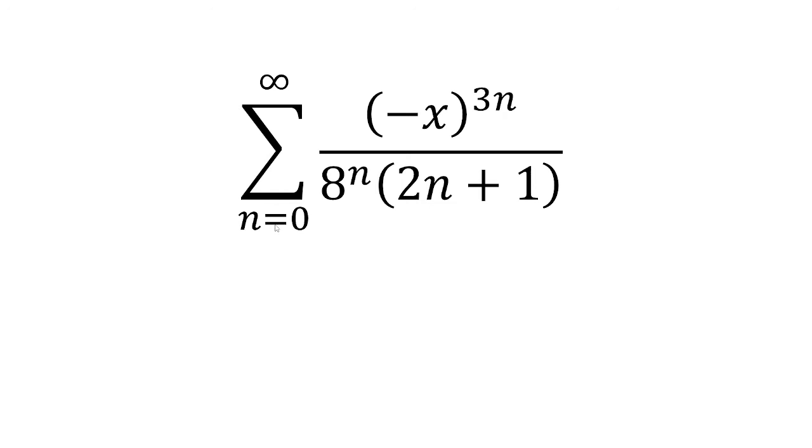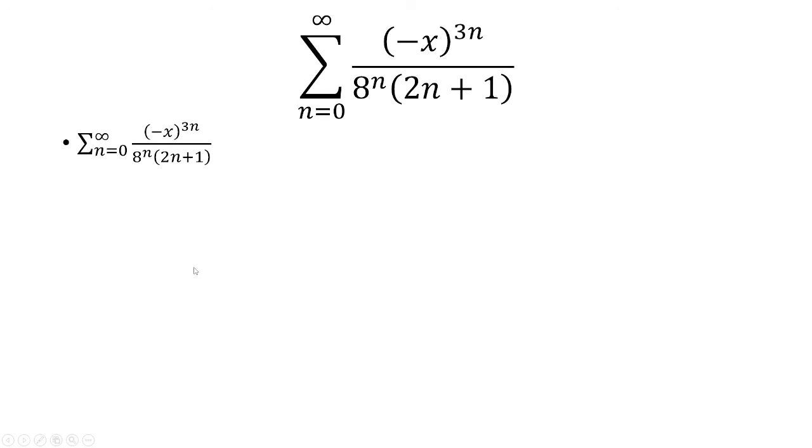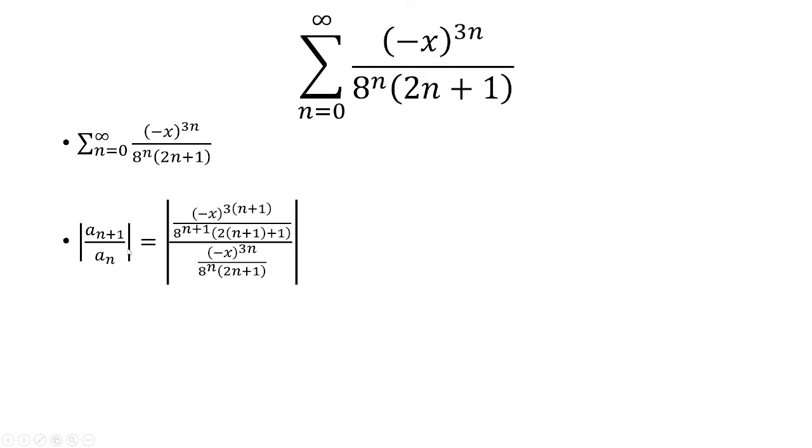In this video, we want to find the radius of convergence of the following series. Well, this is a classic ratio test, so let's look at the n plus first term over the nth term. So we're going to substitute n plus 1 in for n, and then we're going to divide that by the original sequence here.